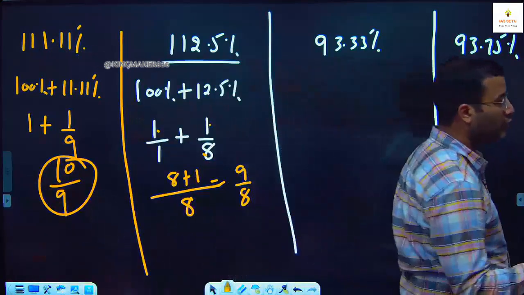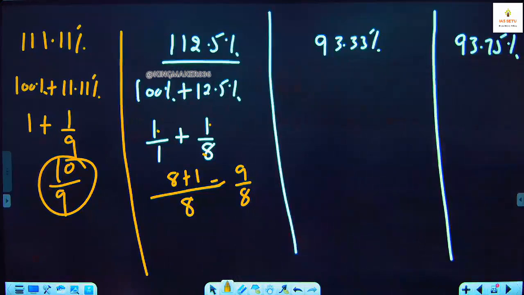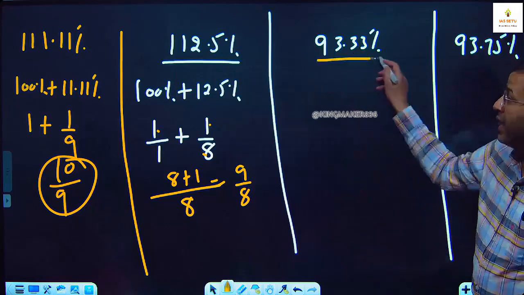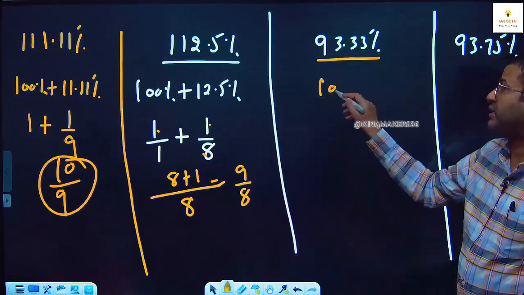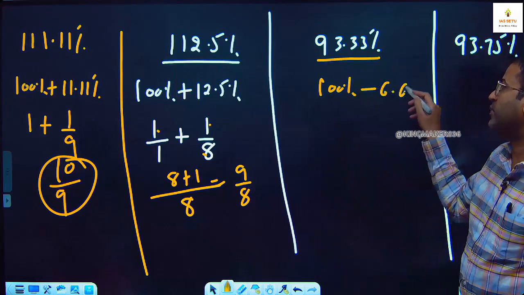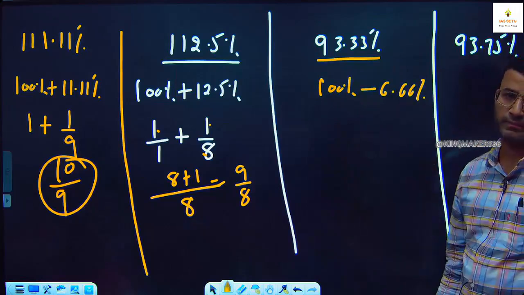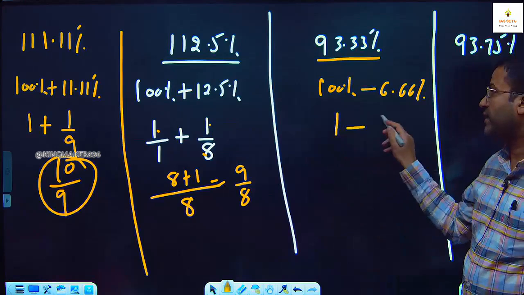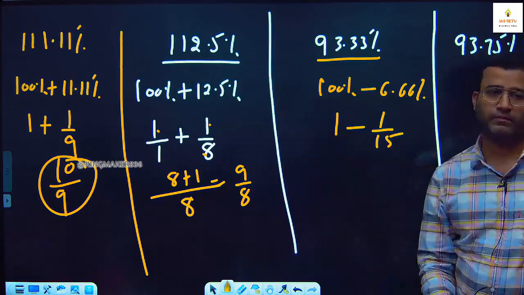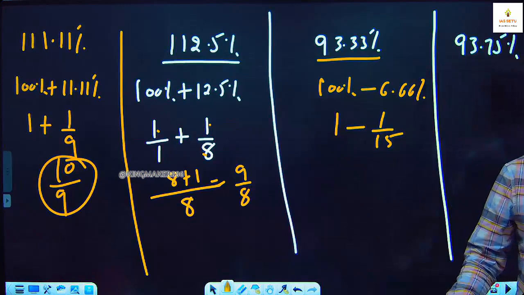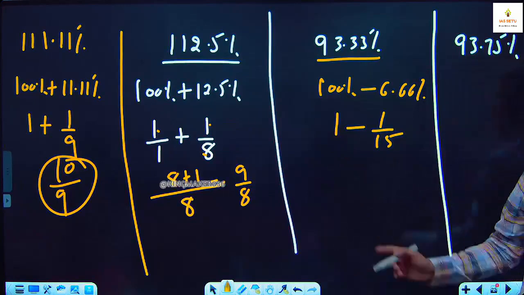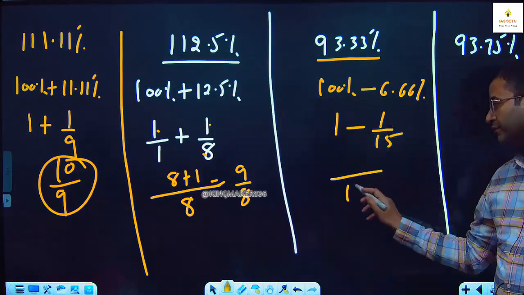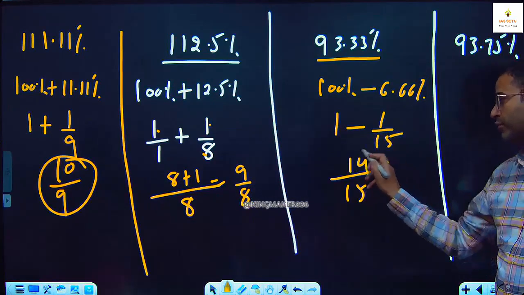So if your value is more than 100%, you break it as 100% plus something. हाँ जी, हाँ मैं बताता हूँ उस पॉइंट पे भी आप. 93.33%, it is 100% minus 6.66%. It is 1 minus 1 by 15. What is 1 minus 1 by 15? 15 minus 1, 14 upon 15.